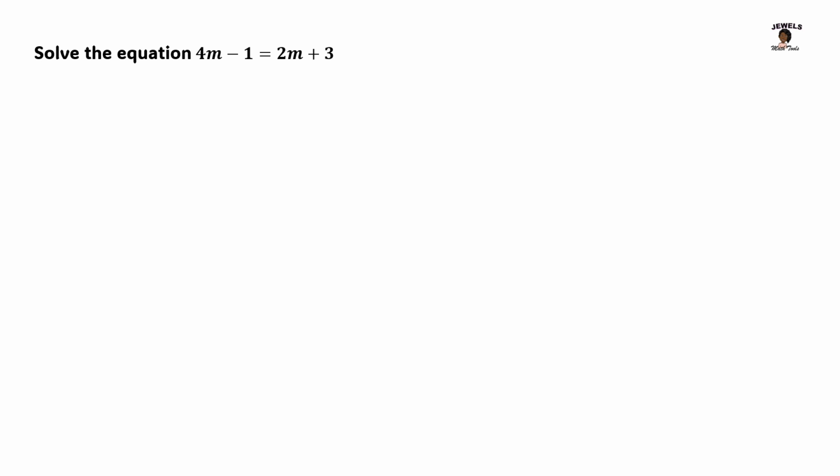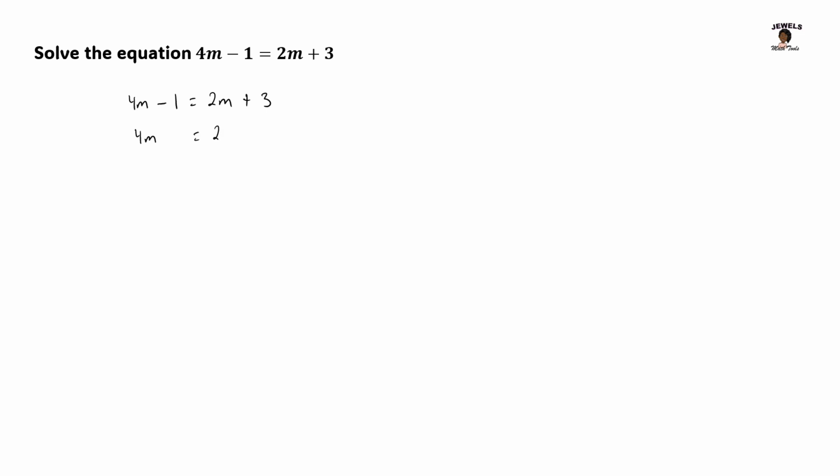So we are going to begin solving our two-step equation today by collecting our like terms. And remember that whenever you are solving these types of equations, you have to first evaluate what are your like and unlike terms. Since we have 4m and 2m, these will be our like terms, and our constants 1 and 3 are also another set of like terms. So let's begin by collecting our like terms with our constants.